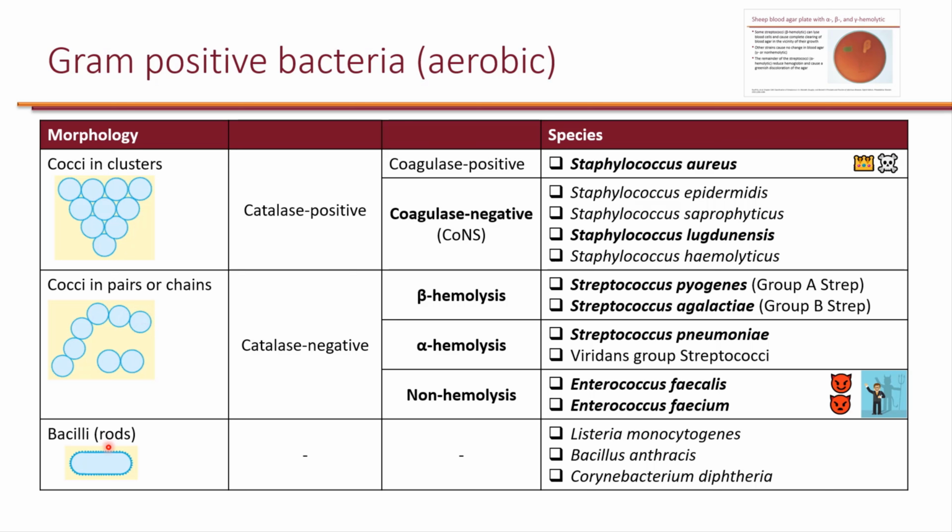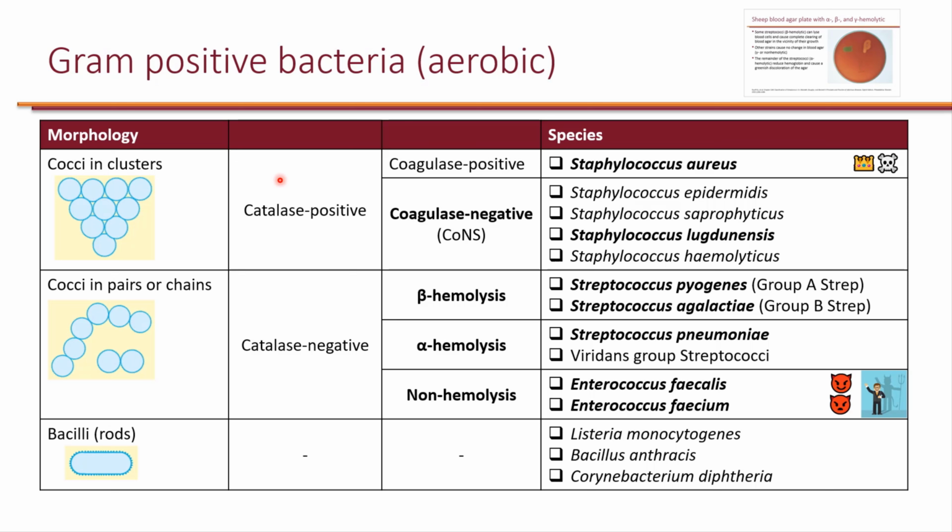And then we have rod shapes that are called bacillus, and the plural would be bacilli. And I should say cocci is a plural. The singular form is coccus. So if you're talking about a single bacterium, it will be a coccus.